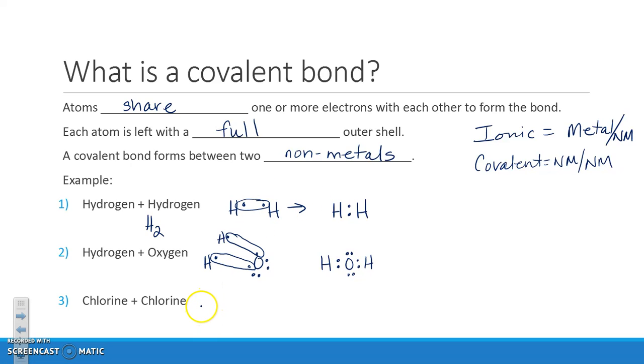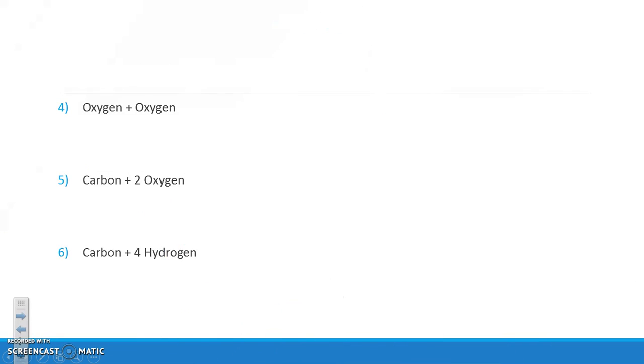What about chlorine and chlorine? Chlorine has 1, 2, 3, 4, 5, 6, 7 valence electrons, and we've got another one with 1, 2, 3, 4, 5, 6, 7 valence electrons. And look, if they share these, they'll each have a full valence electron shell, right? So they would be sharing 2 electrons with each other. Oh, how sweet. We like it when they share. And there's your chlorine molecule. So you've got 3 more here. I want you to try these on your own and see how you do. When you come to class, remind me, we're going to check these, 4, 5, and 6.